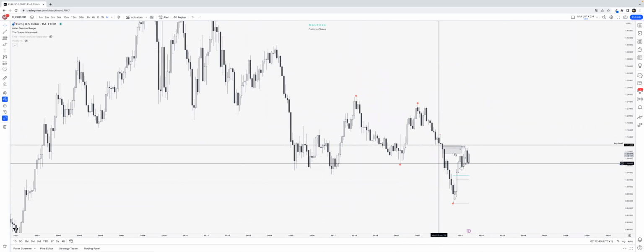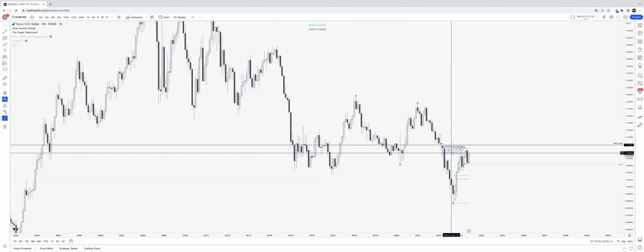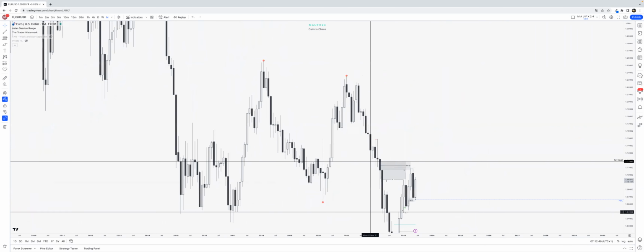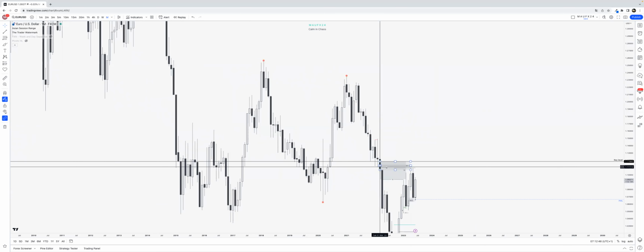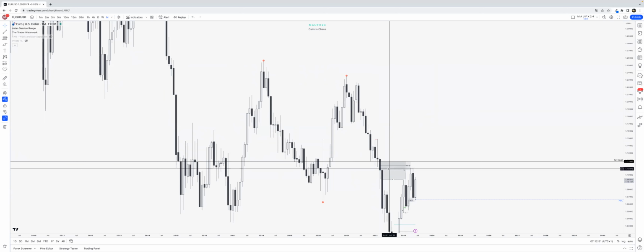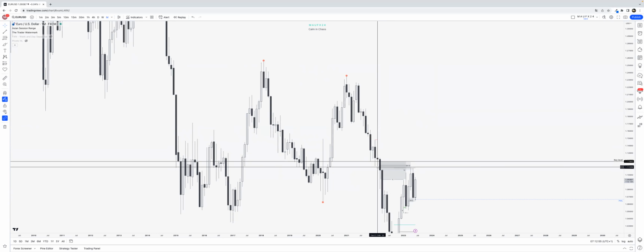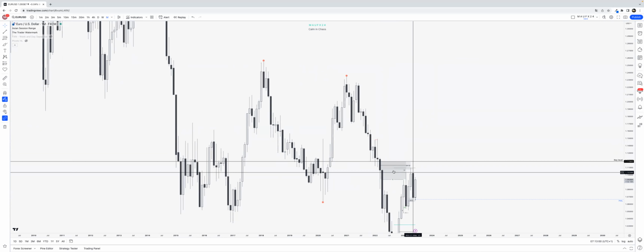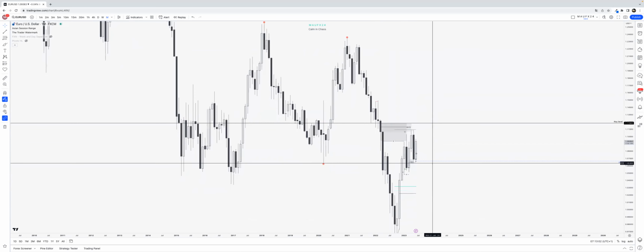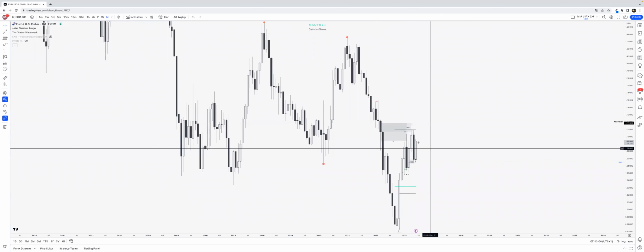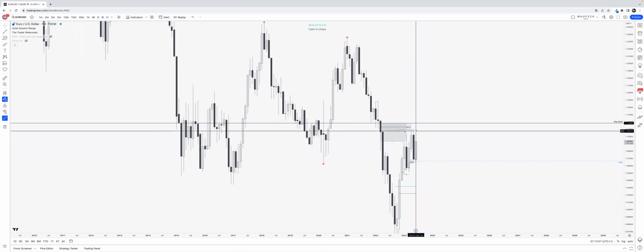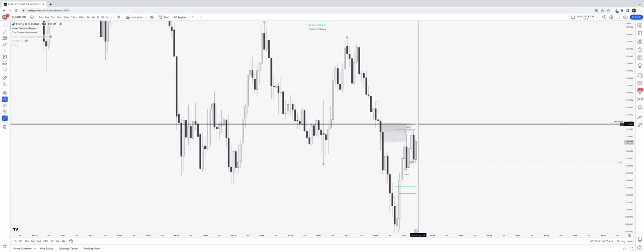We also got to keep in mind that we tapped into this area up here. We tapped into this fair value gap over here that sits below this monthly PY order block, and actually took out this high. So by respecting that, we might see price come lower now. But with dollar weakness, it's also very possible that we just continue higher.